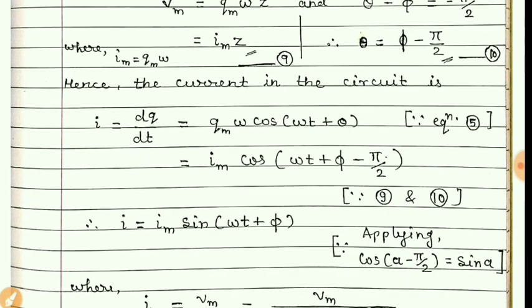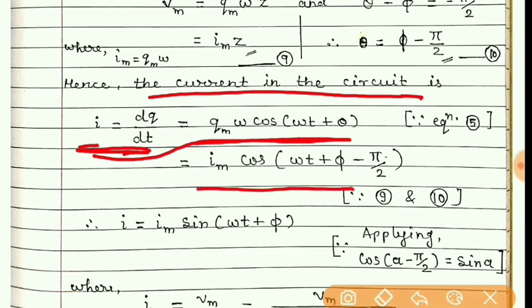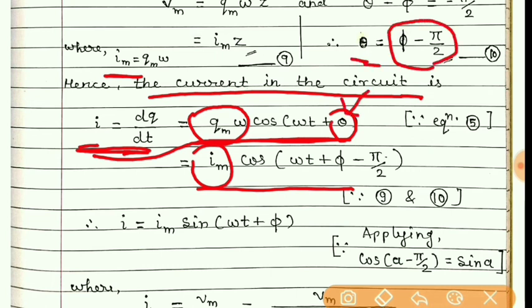Now the current in the circuit is I is equal to dq by dt. This we have used and we also obtained this. So this we have already done. Now next step, Qm omega is nothing but Im, and in place of this theta, here we can write phi minus pi by 2. So that we have done. In place of theta we have written this from equation number 10, I have mentioned here.